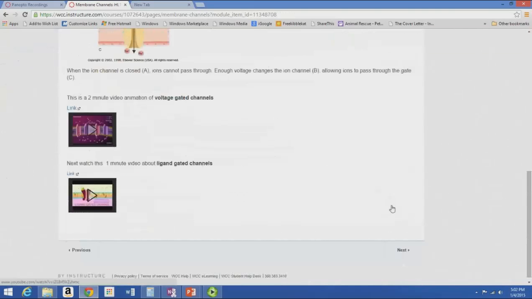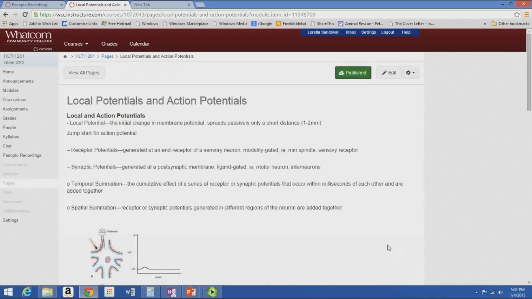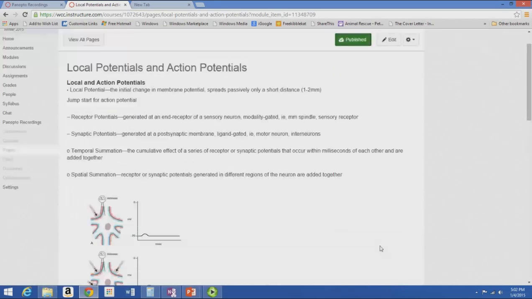Okay, we already talked about membrane channels. There are some little videos on membrane channels which are pretty cool. We will, in the next section, talk about local potentials and action potentials. So we talked about the three different things: resting potential, local potential, and action potential. So in the next section, we will start going into local potential and action potential.